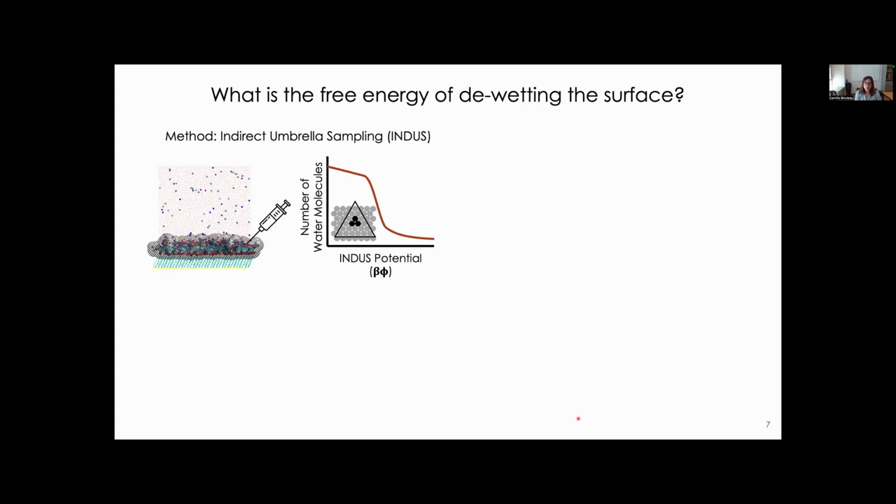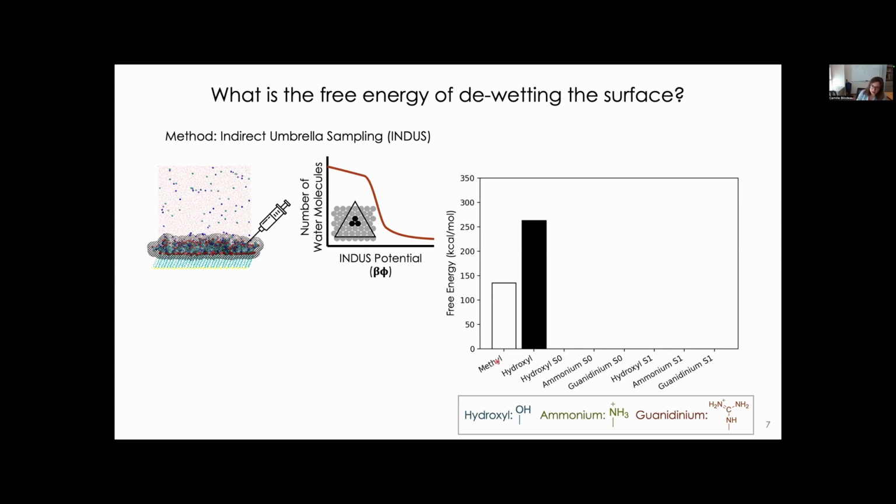So the first question we want to ask is, what is the free energy of dewetting these surfaces? And to measure this, we'll use a technique called indirect umbrella sampling, where we're literally performing enhanced sampling, but where the order parameter is the number of water molecules at the interface. And so basically by introducing this potential, we're removing water molecules from the surface. And by doing this, we can then back out the free energy of dewetting the surface.